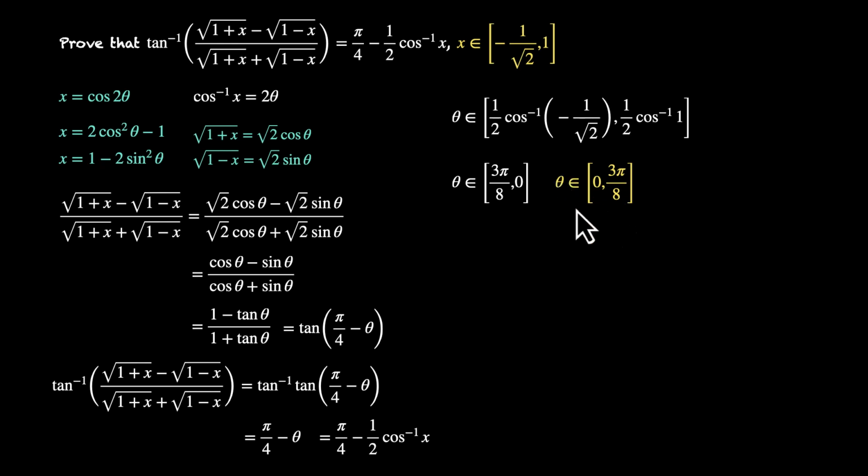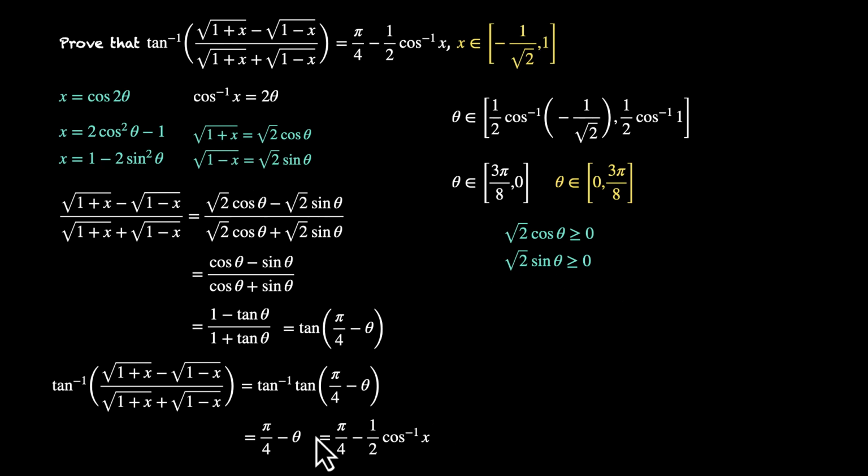That's the range. Let's check if all of these things work for this range. When theta is in this set, 0 to 3 pi by 8, we can comfortably take the square root and write root 2 cos theta. We're in the first quadrant and cos theta is positive. We can do the same here. We can write root 2 sin theta. Sin theta is positive. What about this value? Pi by 4 minus half cos inverse x. That's pi by 4 minus theta. So this is greater than or equal to 0 and this is greater than or equal to 0 in the first quadrant. So these square roots don't have a problem.